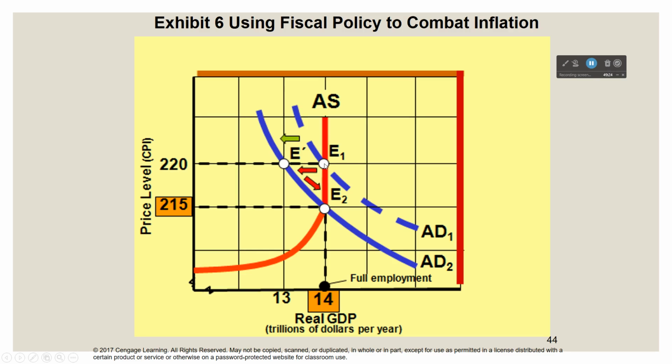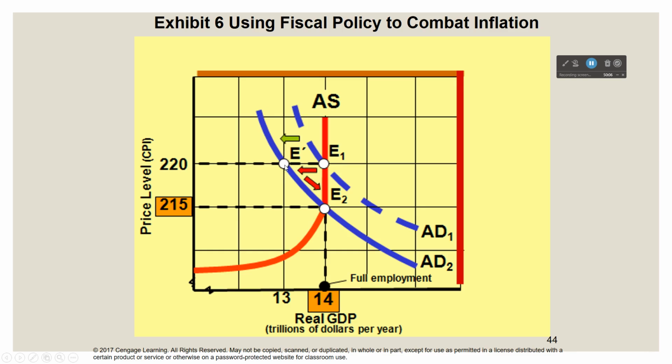We're operating here at E1, and prices have gone up. Okay, we're at a price level of 220. Now, if we want to reduce prices, we could decrease government spending. That would cause a decrease in aggregate demand from AD1 to AD2. Now, consumers, governments, businesses, and foreigners would only be willing and able to purchase $13 trillion of our GDP. 14 trillion is supplied at that price.